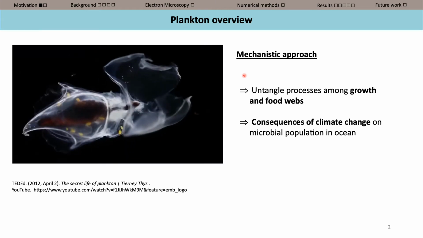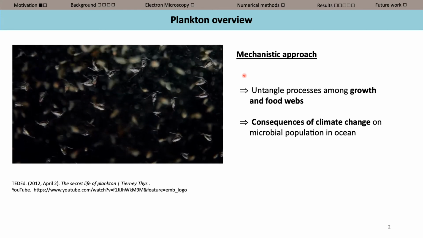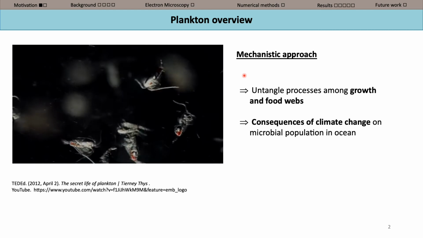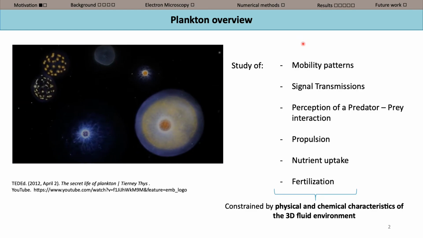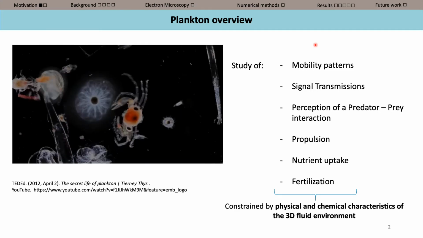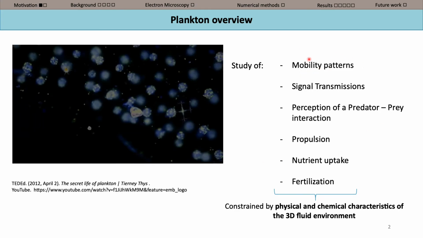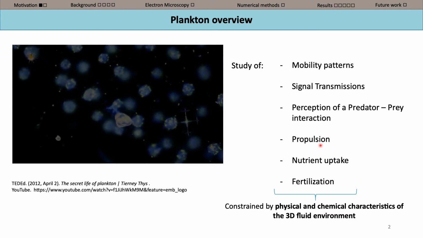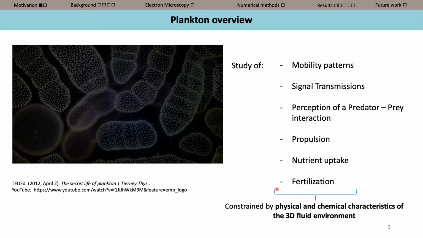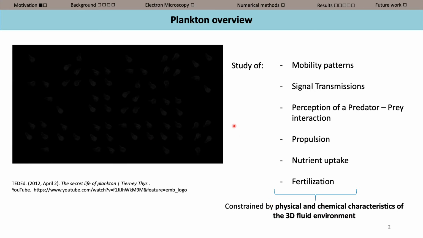And we believe that a mechanistic approach to plankton ecology can help untangle the processes among these organisms' growth and food webs, as well as better understand the consequences of climate change on the microbial population in the ocean. This covers different topics and areas of research, and we focus more on studying the mobility patterns and the propulsion systems. However, all of these topics are constrained by the physical and chemical characteristics of the medium, a 3D fluid environment.